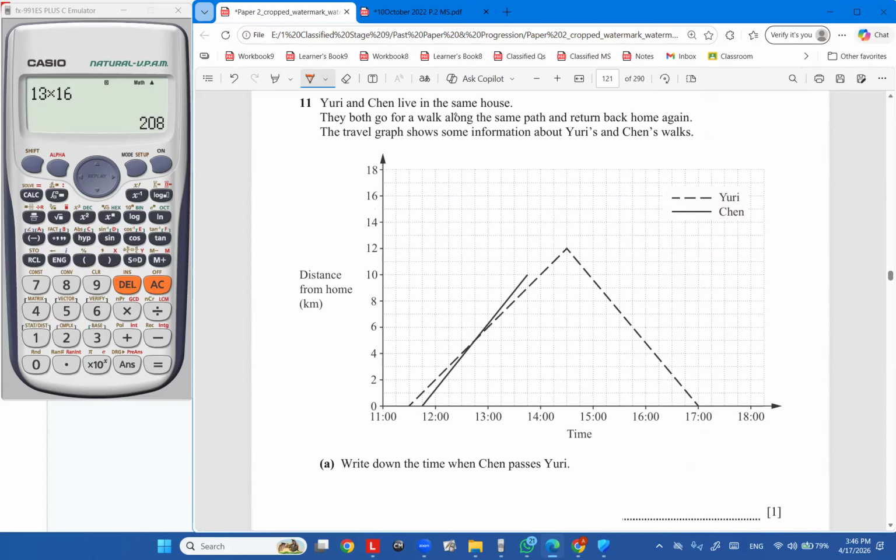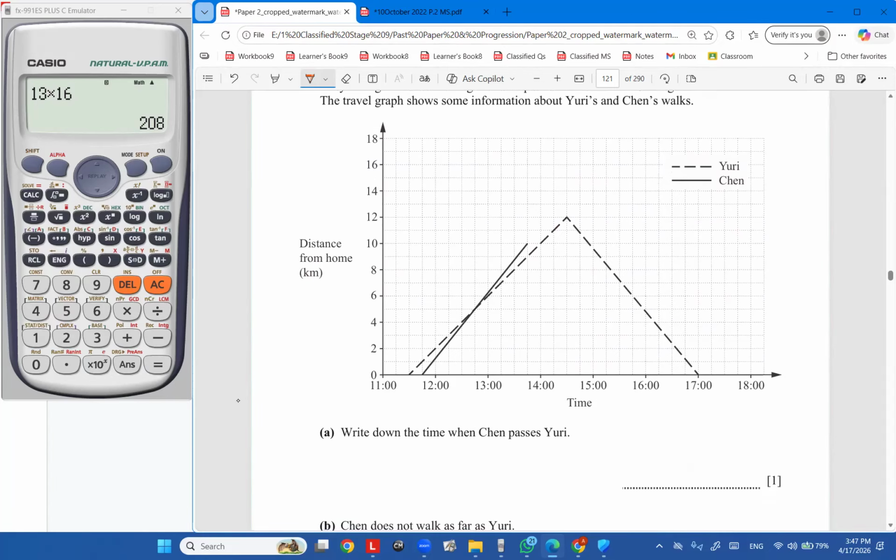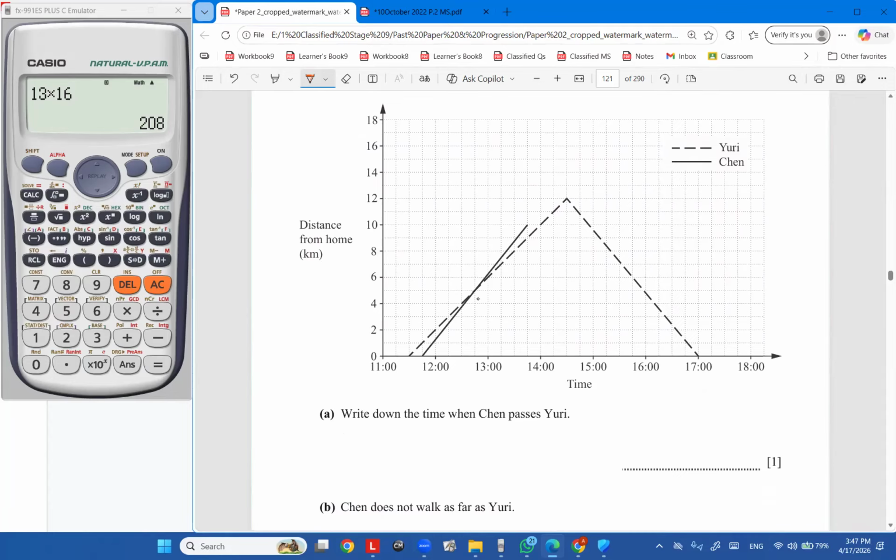Yuri and Chen live in the same house. They both go for a walk along the same path and return back home again. The travel graph shows some information about Yuri's and Chen's walks. Write down the time when Chen passes Yuri. So they meet at what time?